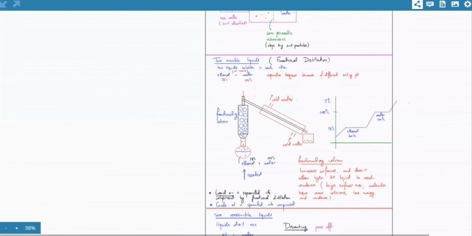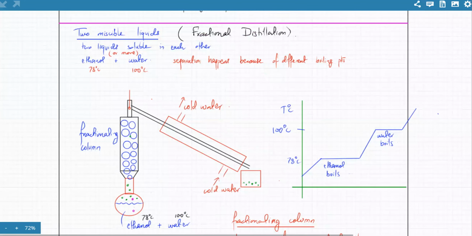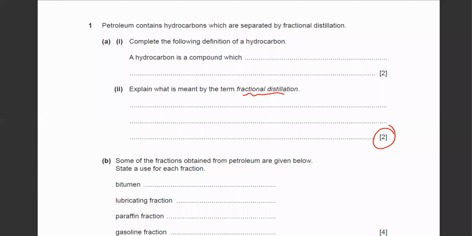Next one is fractional distillation. So you're going to write that it's a separation of mixtures where you have two liquids which are soluble in each other. I specifically told you that it's when you have two miscible liquids. So what you're going to write over here is that it's a technique for separation of two miscible liquids.